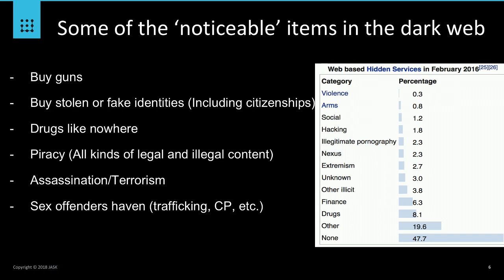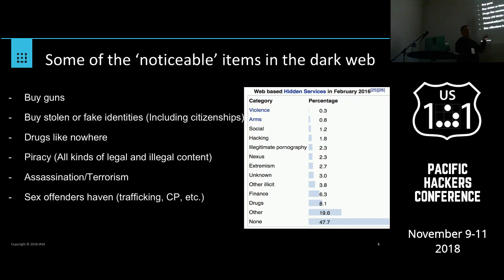And of course, the worst of the worst, which is sex offenders, trafficking, and CP. CP stands for child porn. For those in the security industry, when somebody says CP, it means child porn. Child porn is the lowest and the most horrible crime possible.